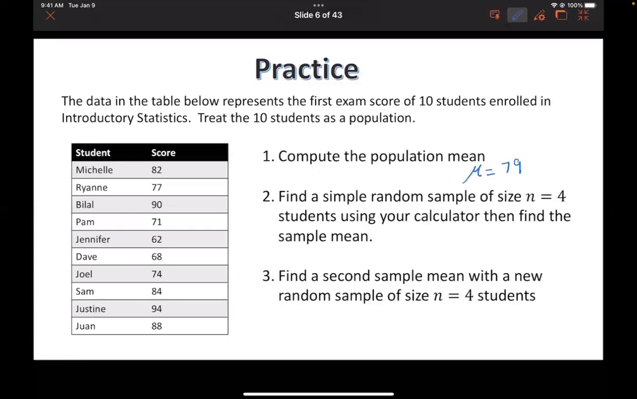So go ahead and just take a simple random sample of 4, and we each just need to do it once. We don't need to do it twice. So everybody take a simple random sample of 4. It can be any random sample. We don't have to do it on the calculator. If you want to use your calculator, go for it. If you don't want to, that's fine as well. Just grab 4 numbers.